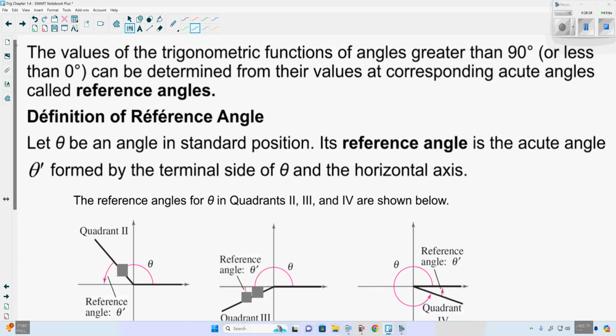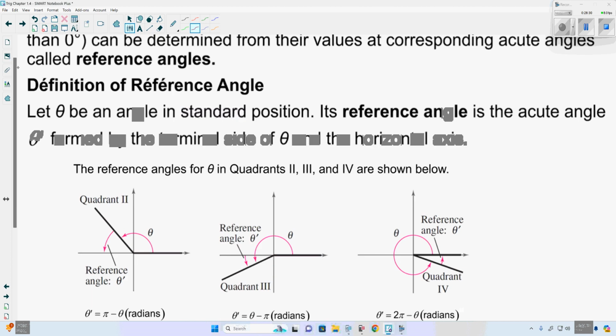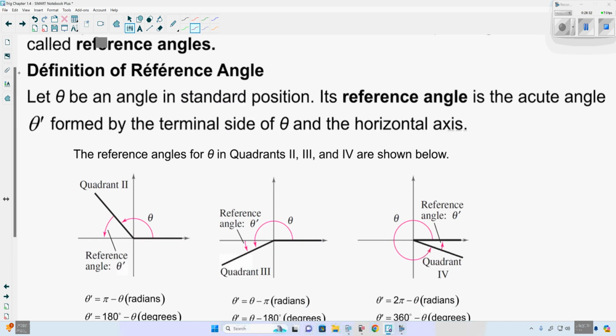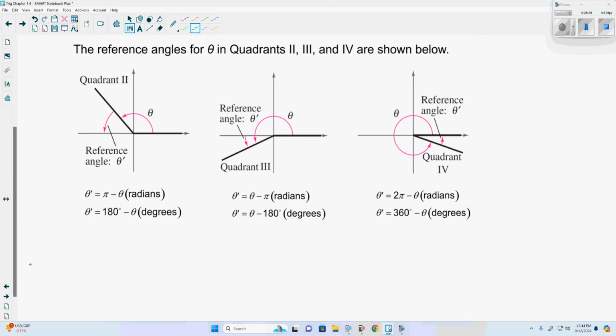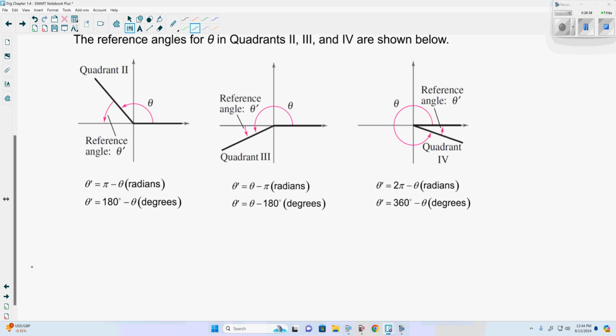Next thing we're talking about is reference angle. A reference angle is an angle whose value is between 0 and 90 degrees. So the reference angle is always going to be between the x-axis and wherever the angle is. Now they don't list the first quadrant because whatever angle we have in the first quadrant is going to be the reference angle.